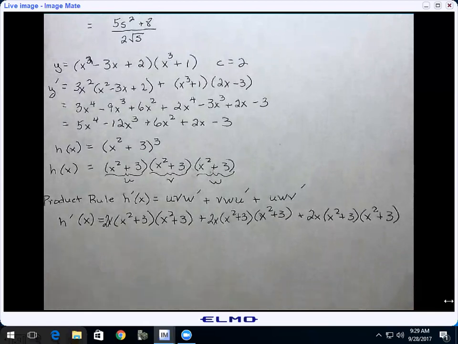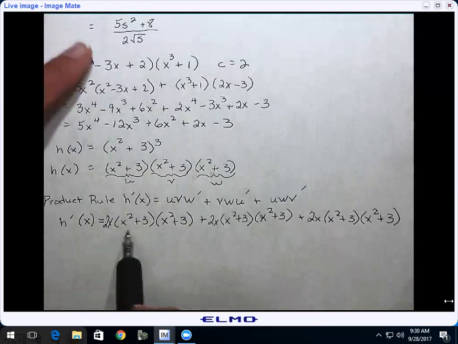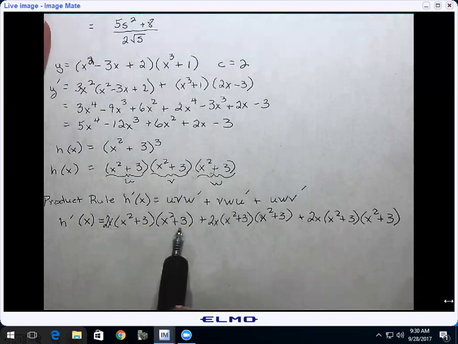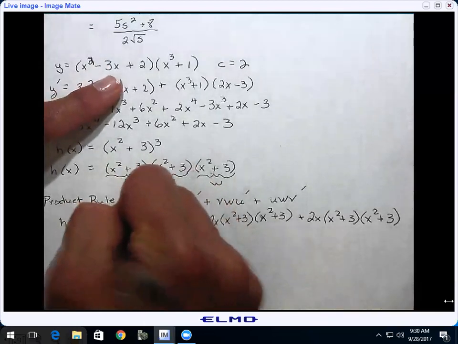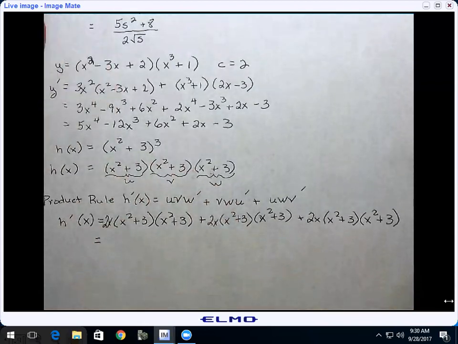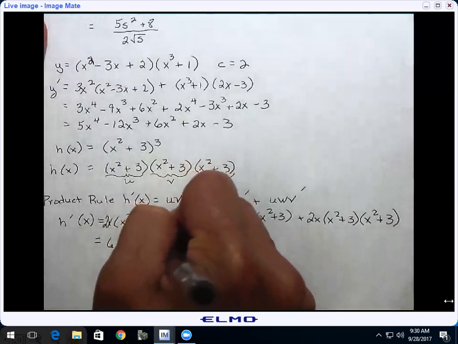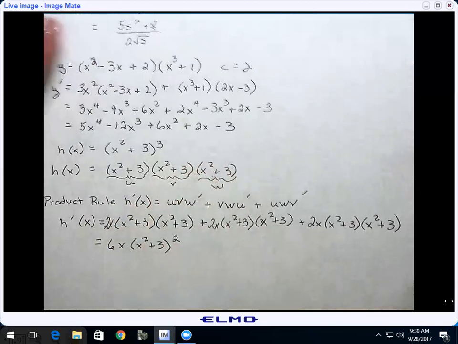Those are all like terms. All of them have an x, x squared plus 3, x squared plus 3, so I can just combine them, and what would I get? 6x, x squared plus 3 squared.